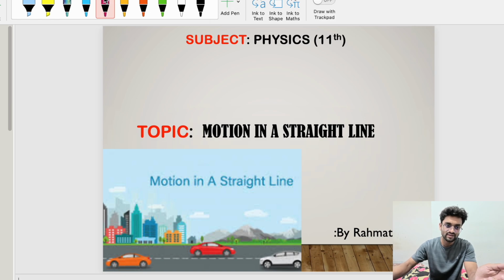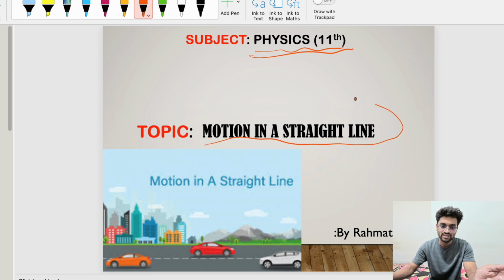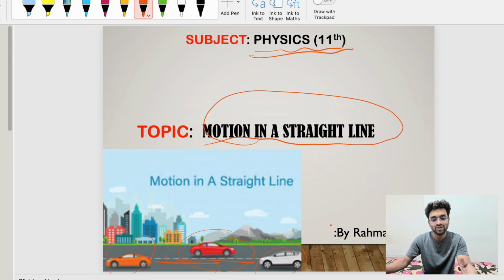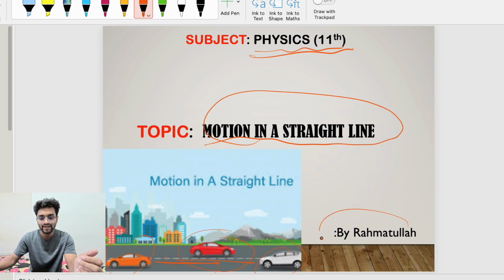Here we have, right, the 11th physics topic, motion in a straight line. You can see here this straight road. We have three cars, one, two, three, moving in a straight line. So we can say that this is a straight road basically. That's why we can say all three cars have straight line motion. Okay, my name is Rahmatullah, as you already know.